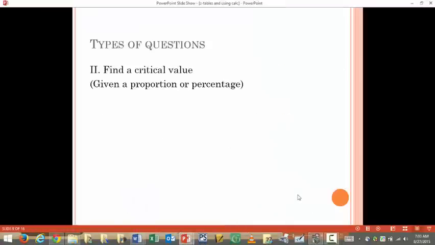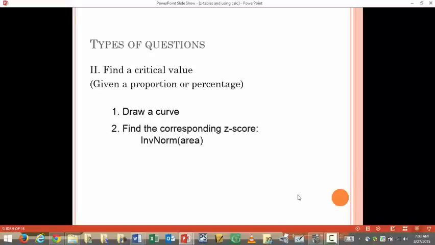So the other type of question, they could ask you to figure out what a critical value is. In other words, they're going to give you some kind of percentage. A lot of times these questions are going to say something like, find what value the 25th percentile is, or 58% of all so-and-sos lie above or below some certain value. So we're going to draw a curve to get a sense of where we're looking. We're going to find a corresponding z-score using a different function, the inverse norm function. I'll show you that in a second. And then again, we're going to put our answers in context.